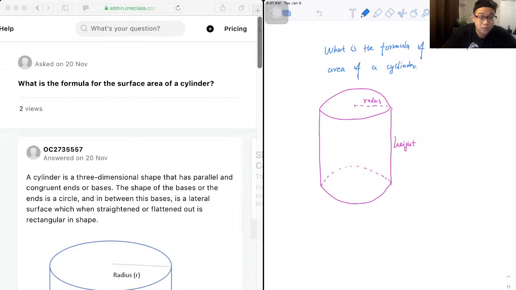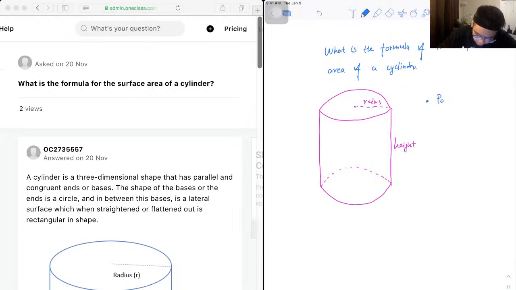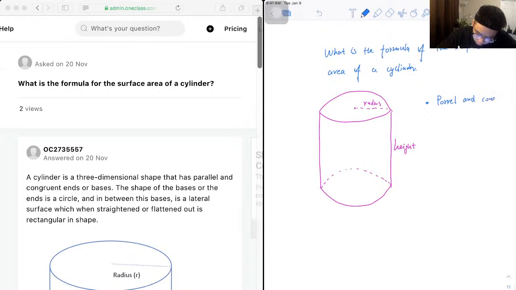So a cylinder is a three-dimensional shape that has parallel and congruent ends or bases. So let's write the keyword down. Parallel and congruent bases. And the shape of the base is a circle.